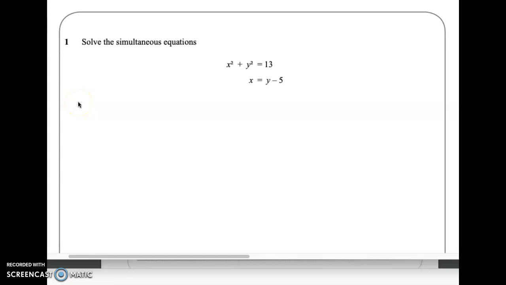Hello guys, this video is on quadratic simultaneous equations. So let's begin. Question 1.